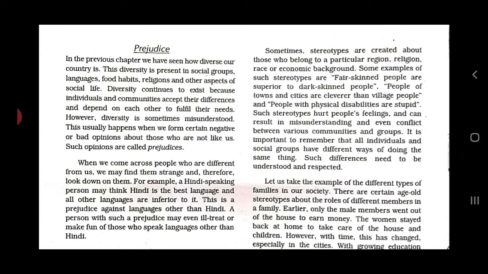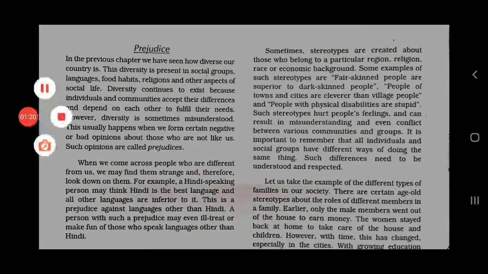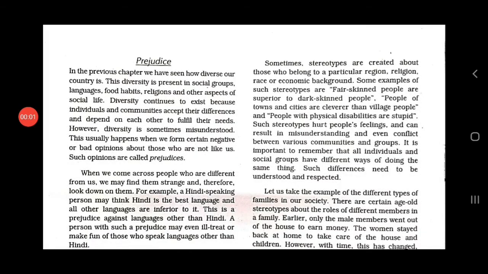Okay, next they have given one more example. See, people with physical disabilities are stupid. Now this again is an example of a stereotype. In this they are trying to tell that if a person is suffering from any physical disability, then he or she is considered stupid, which is wrong. Such stereotypes can hurt people's feelings, and ultimately it will result in misunderstanding. And all such stereotypes, children, can create conflict between various communities and groups.